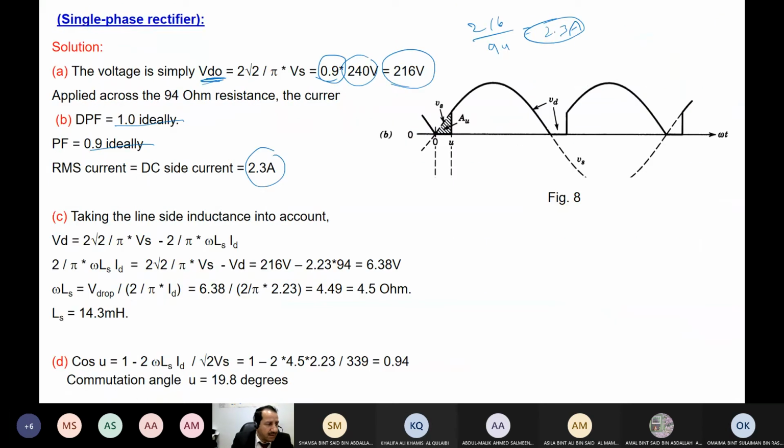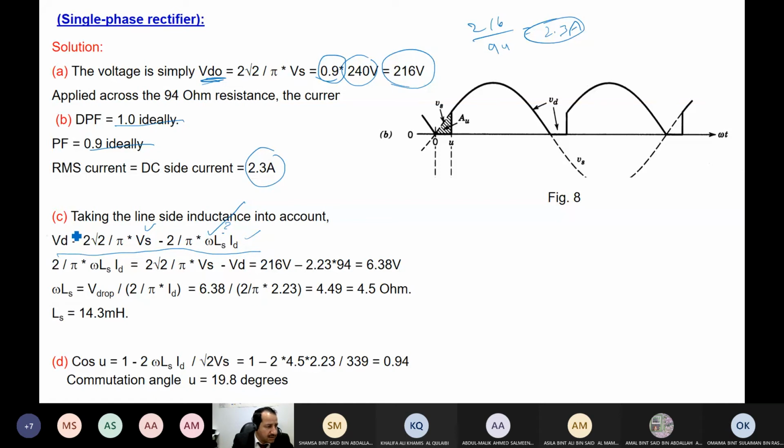The formula which we usually use to calculate the output voltage across the load when there is commutation, we discussed this formula. Now VS is already there, it's constant. Omega, he gave me frequency 50, so 2 pi F is the omega. I want LS. ID, he gave me ID in the previous section, 2.23. What is left is to find LS. VD I also have, then I need to find LS.